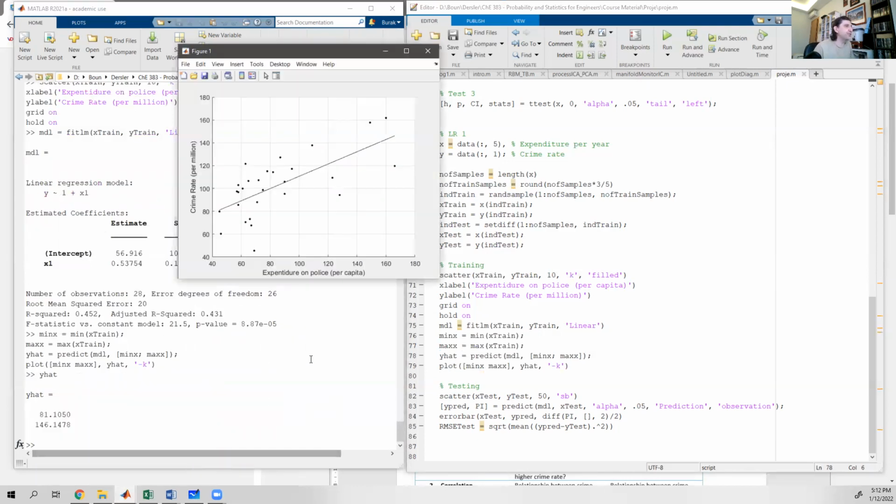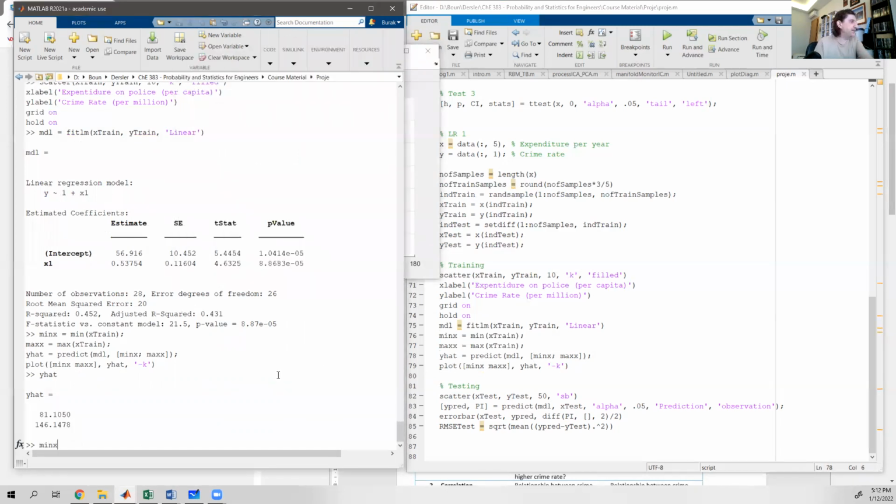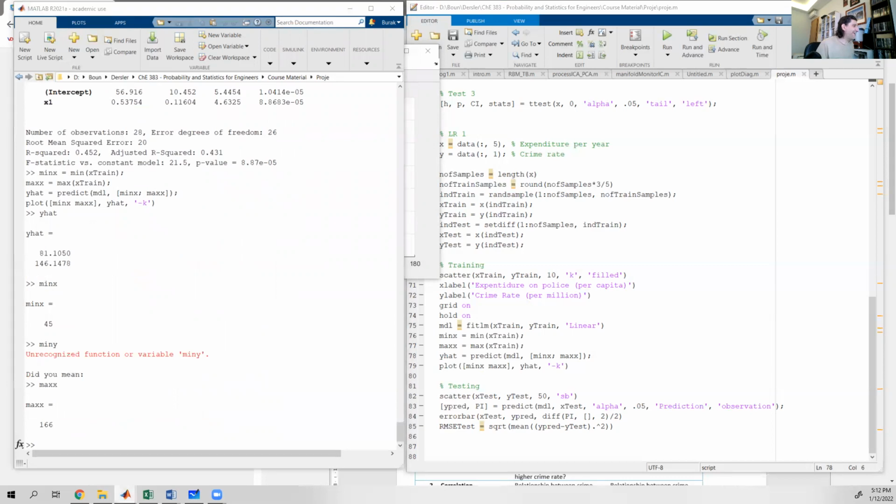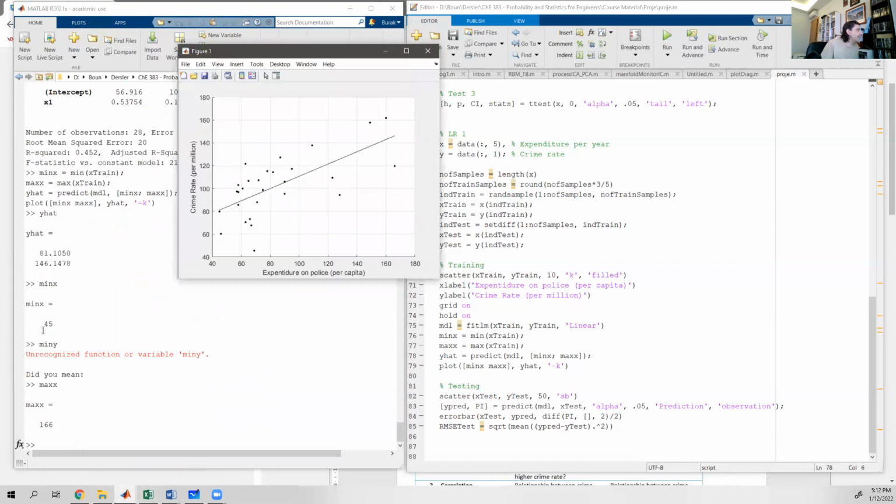Yeah, y hat is actually equal to these values. And what are these values? These are equal to when x is mean x and mean y, and max x. So when x is equal to 45, y hat is going to be equal to 81. This is what it says. And when max x is equal to 166, the corresponding y value is going to be 146. And between those two, we have a straight line.